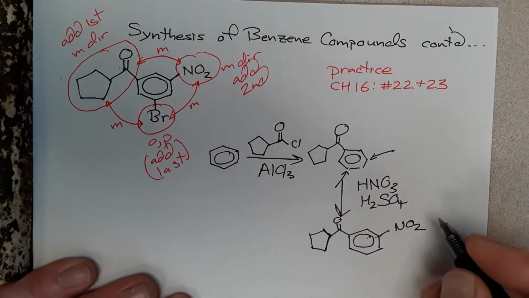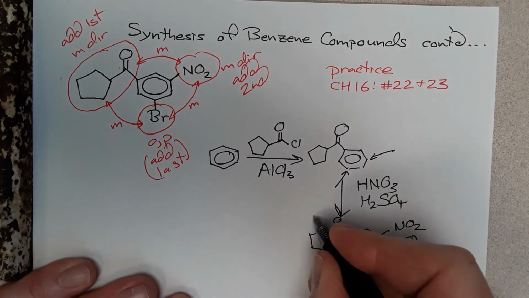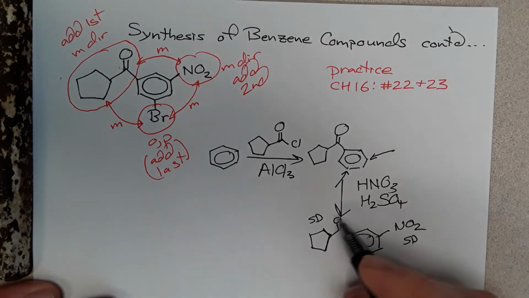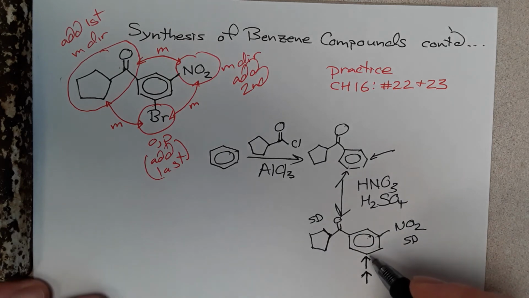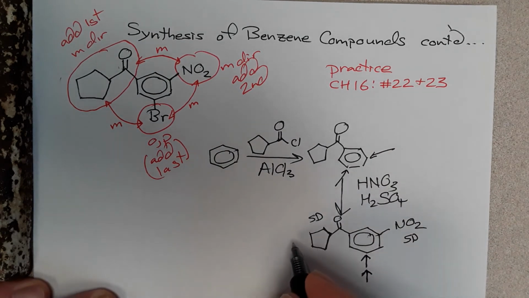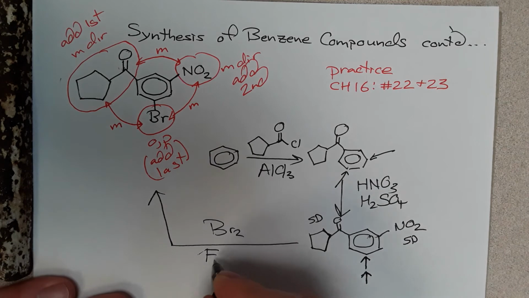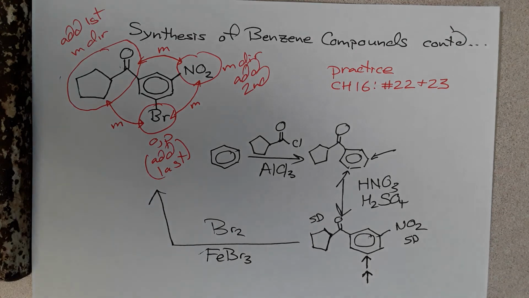And now the nitro group is directing in this position, strong deactivator. The ketone is also a strong deactivator, directing in the same position. Roughly the same amount of deactivating going on, and fortunately they're reinforcing each other. And then to get the final product, we just add our bromine to that. And it's not going to add very fast.